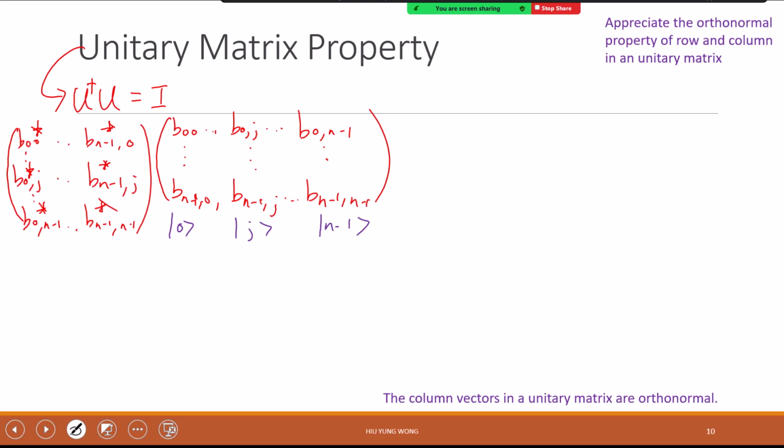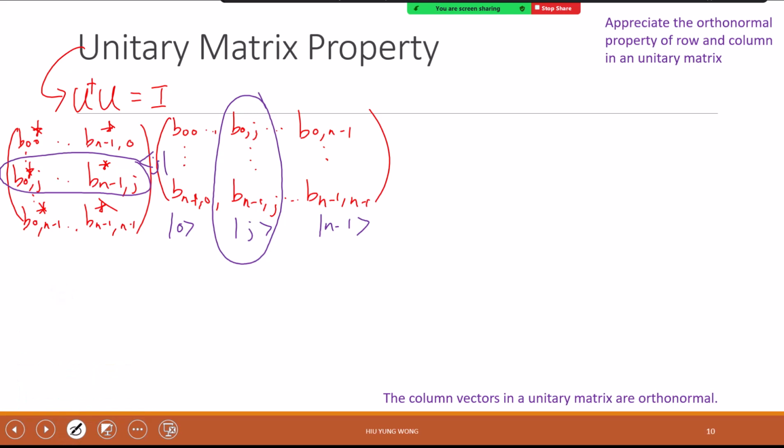Based on this, do you see something? Now for here, if I call this column as J, then how would you call this row? The transpose becomes the row, and then it's a complex conjugate. This one is just like the bra version of J. Right? This is like the bra version of J.